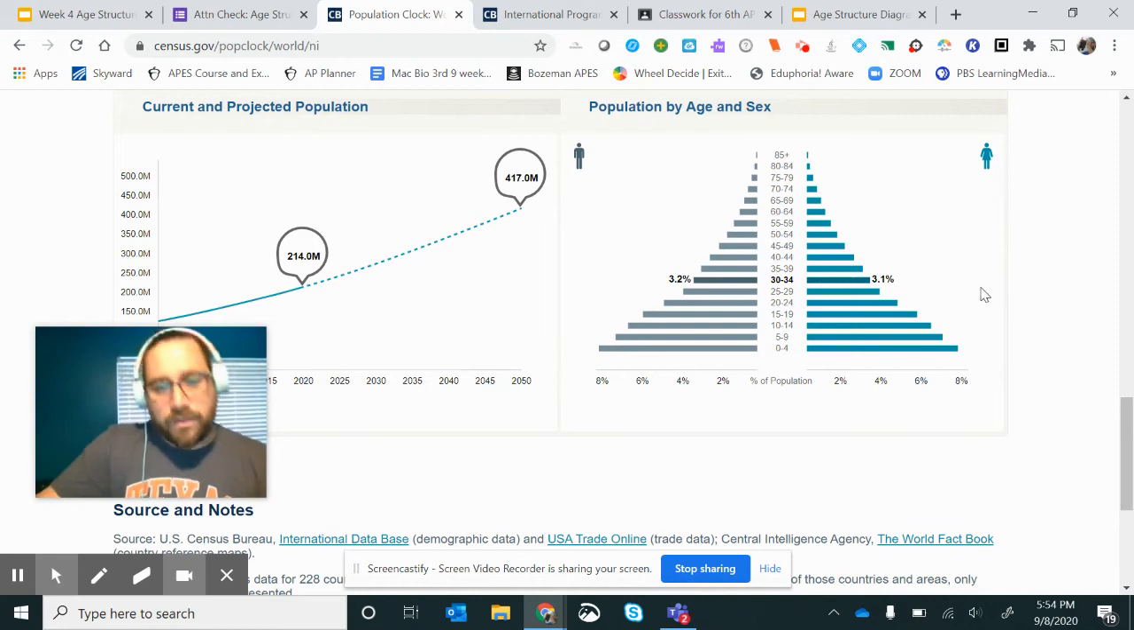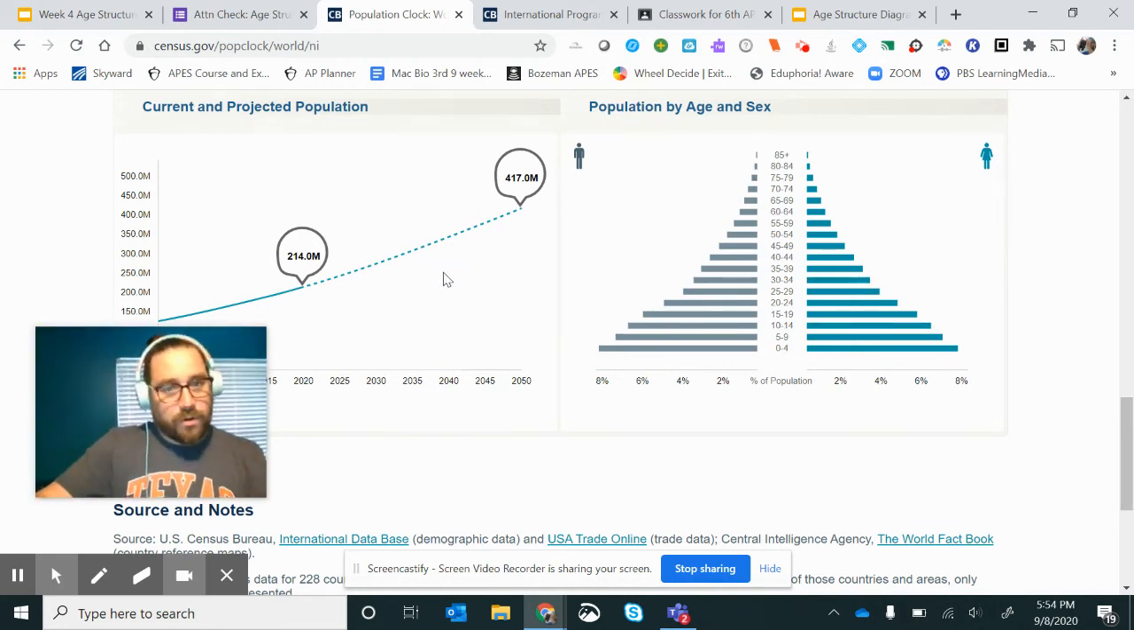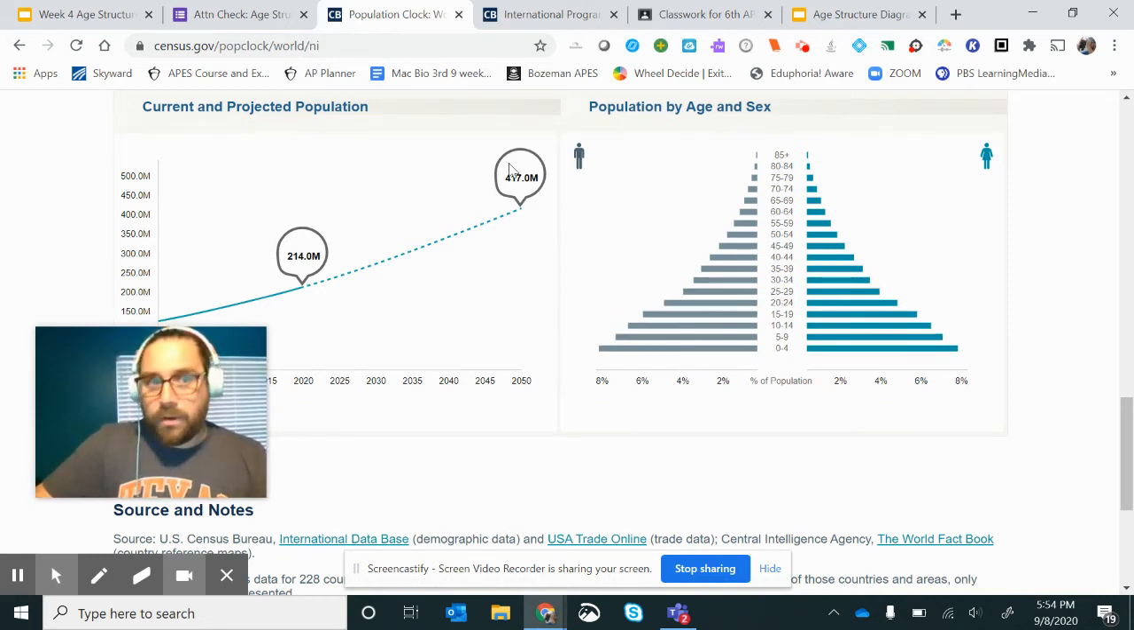Let me recreate that. Also, let me notice the slope of Nigeria's growth. Wow, up and up and up and up. And look at the population pyramid. The biggest age group is the babies. Wow, so much of this population is pre-reproductive. That means they're going to be growing for a while.